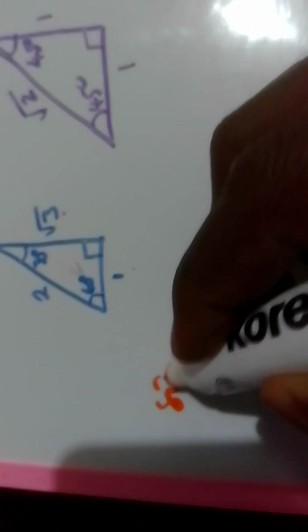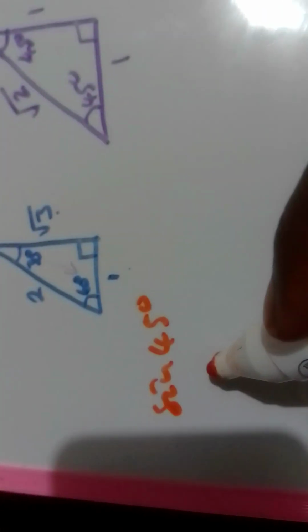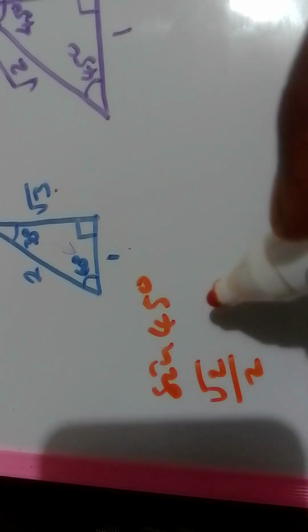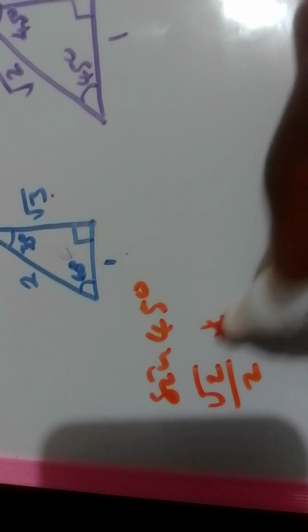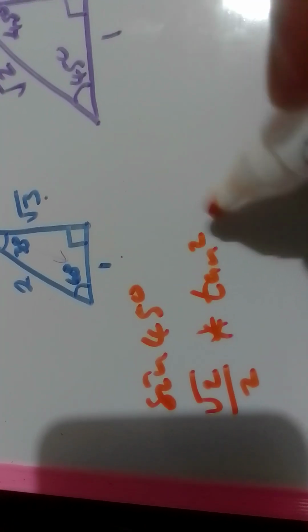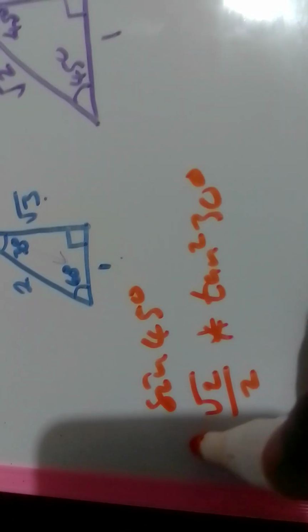Now, we go to the next question. What does it say? The next question says, I have sin 45 degrees, and then this is all over square root of 2 multiplied by tan squared 30 degrees. So there's a division line there.